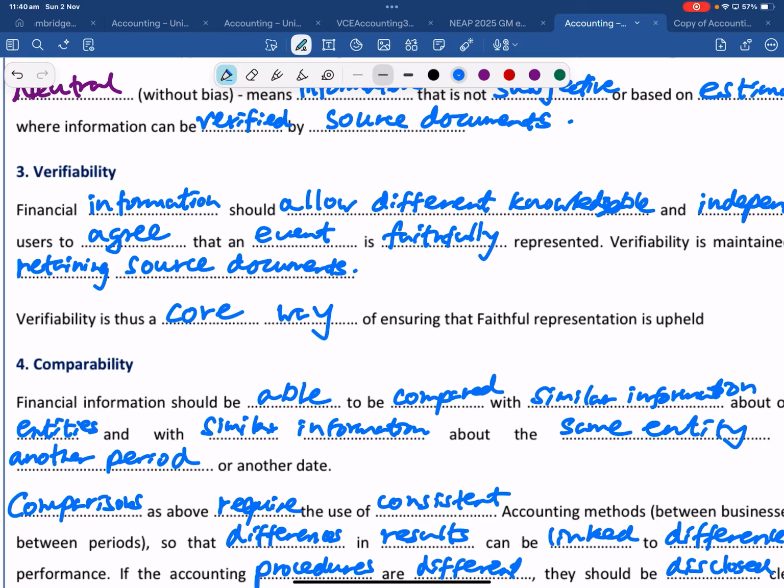So different knowledgeable and independent users will agree that this information has been reported in a faithful manner. Whatever has happened has been reported in the reports correctly, right? Okay. Then, guys, basically it is done by the retention of source documents, right? And also, verifiability is thus the core approach of ensuring the faithful representation is upheld.